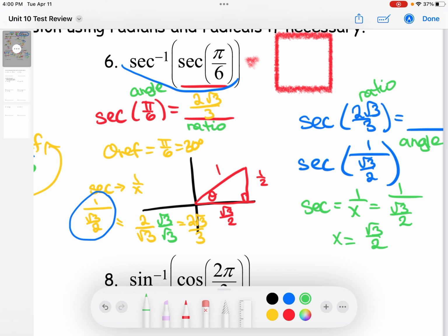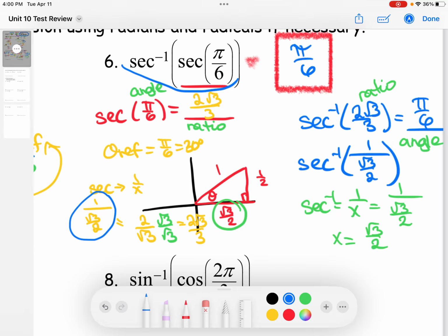Now, where x is root 3 over 2, we actually already have that triangle. Secant inverse, I labeled that wrong on all of them. Secant inverse of this, a positive ratio, will be in quadrant 1, so we are in the right quadrant. This is the same angle we started with. This is pi over 6.